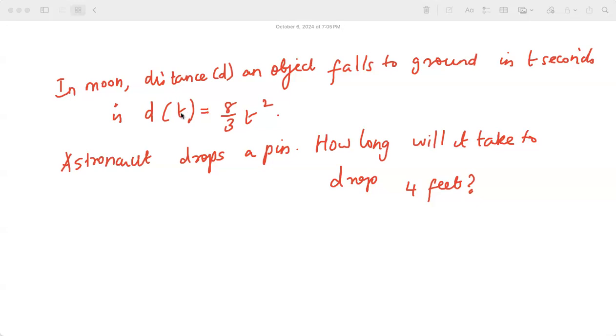How about this? How long will it take to drop 4 feet?